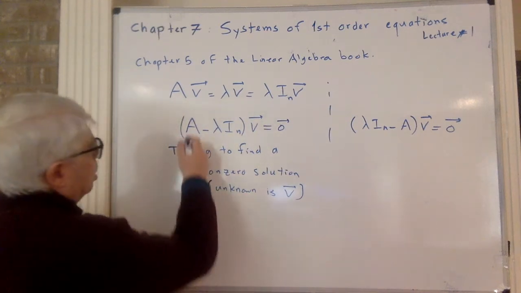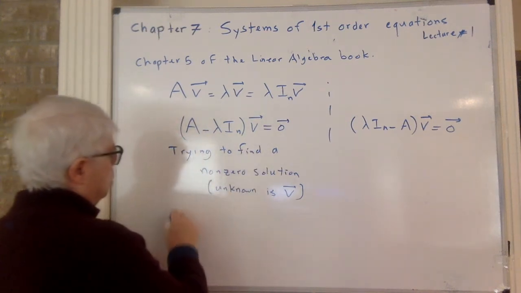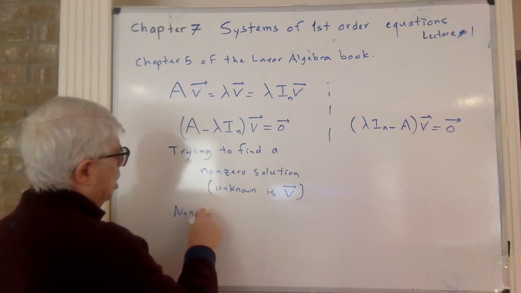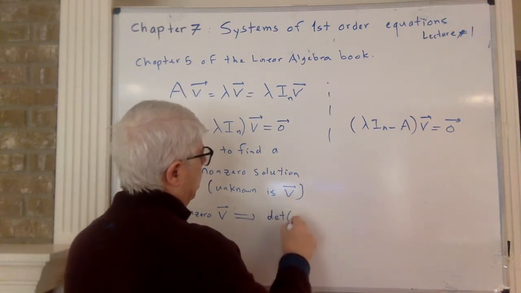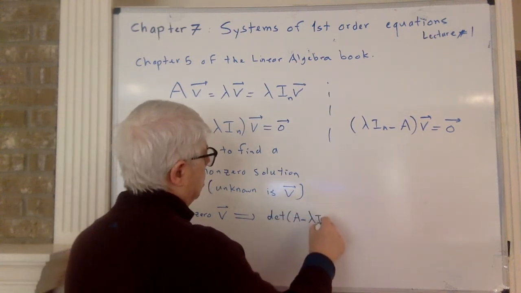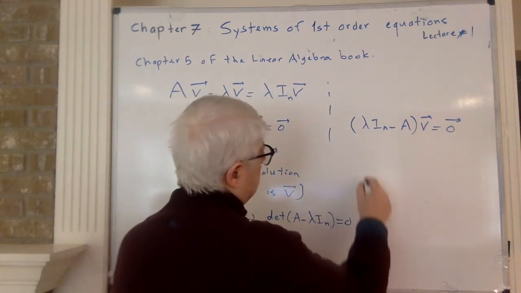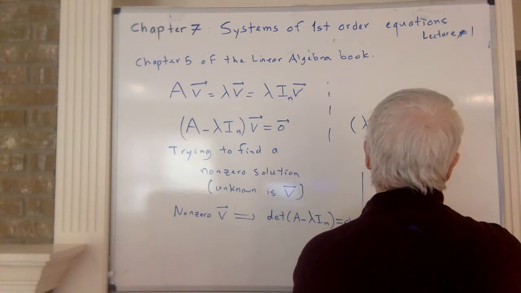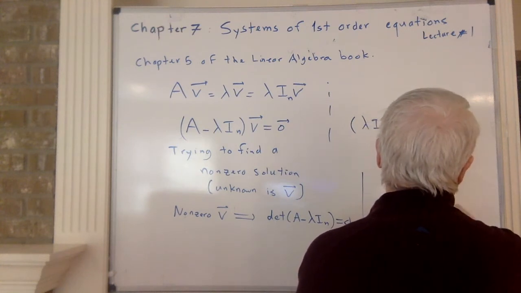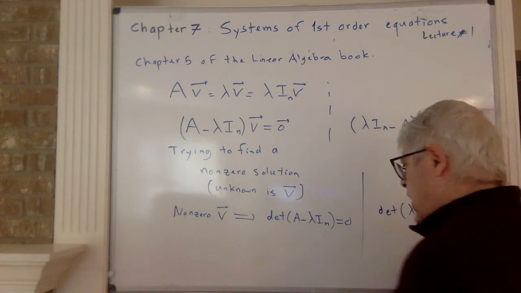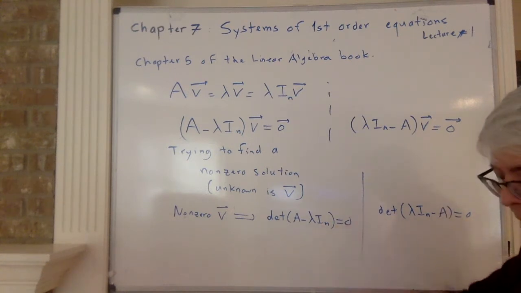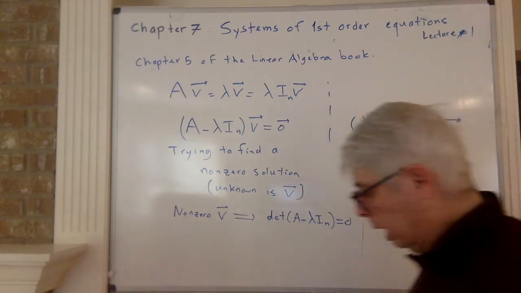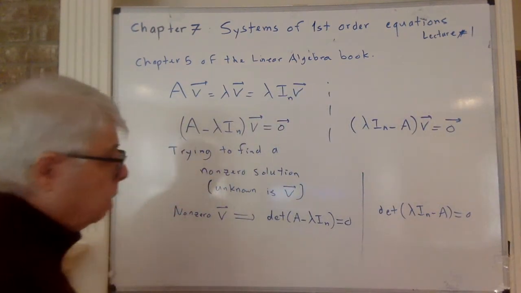So in order to have this non-zero V, this implies that the determinant of A minus lambda In is 0. In this case, it is the determinant of lambda In minus A. If I remember correctly, the two books write it differently. I guess this is the linear algebra book, and this is the differential equations book. So you will get the same answer. That's the same equation.